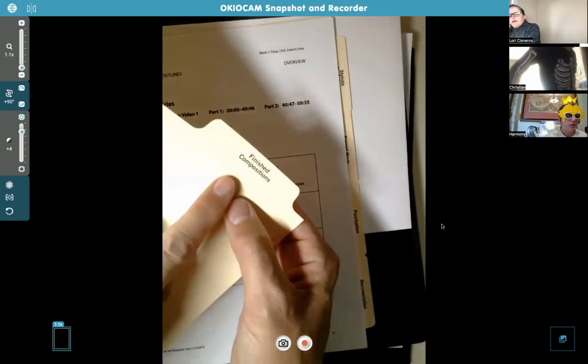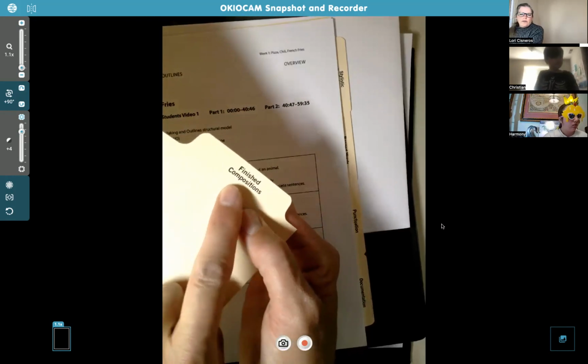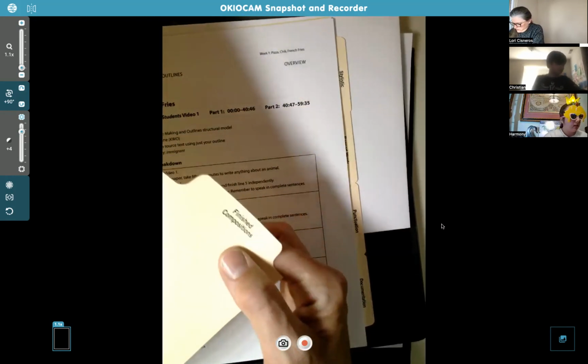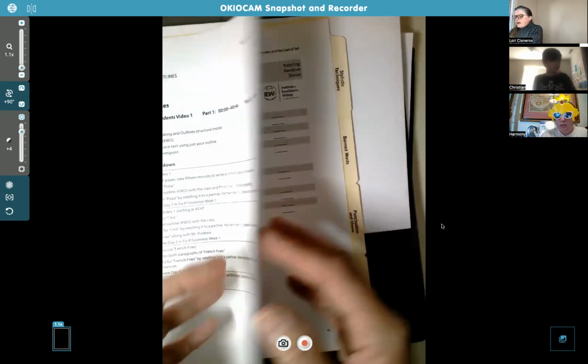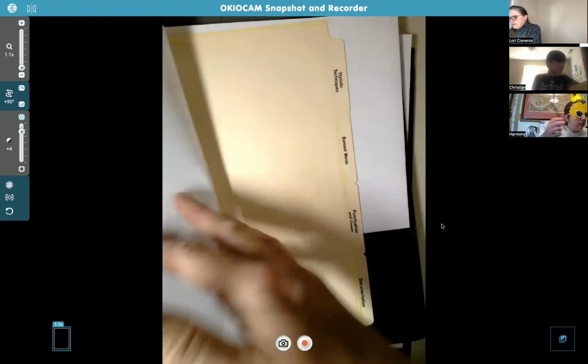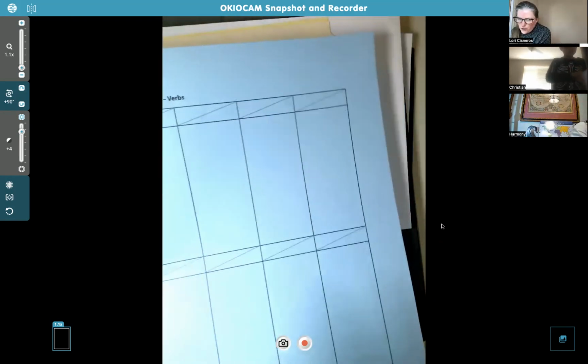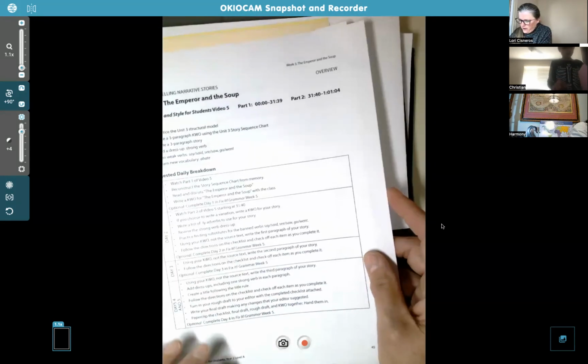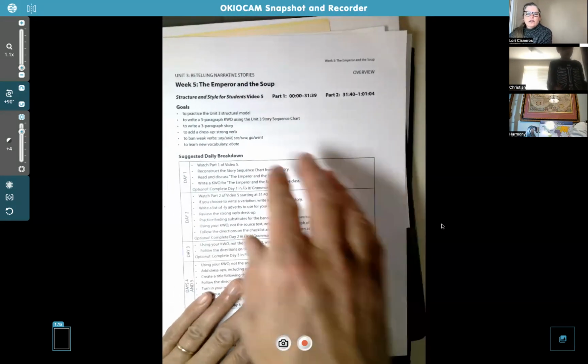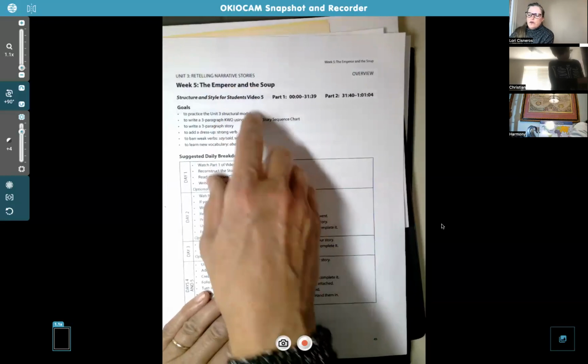Go to the back of your binder to finished compositions. And we're going to go to the back of all the stuff you have in here. And you're going to put this away, except for the blue one. Don't put the blue one away yet, okay? Just these. This one on top, the emperor and the soup.